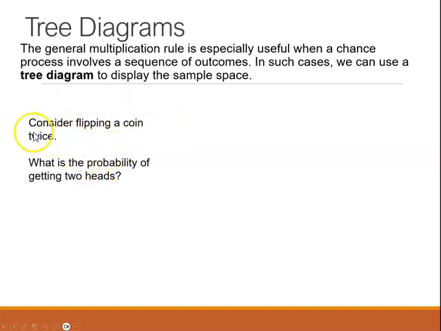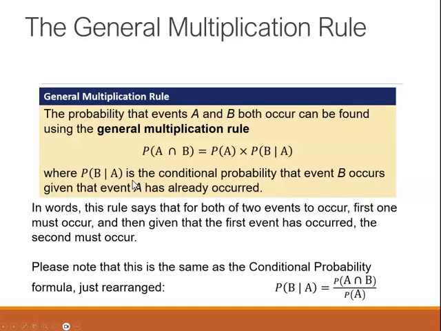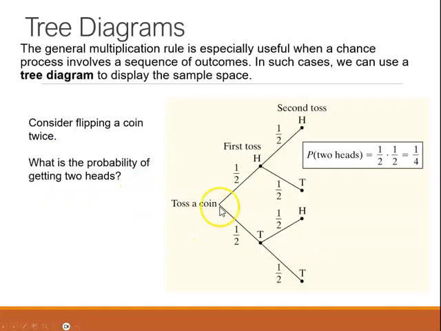So we want to consider the situation of flipping a coin twice and calculating the probability of getting two heads. So I toss a coin. I have one choice here. That's my first flip. It could come out heads or tails. There's a probability of 1/2 for each of them.